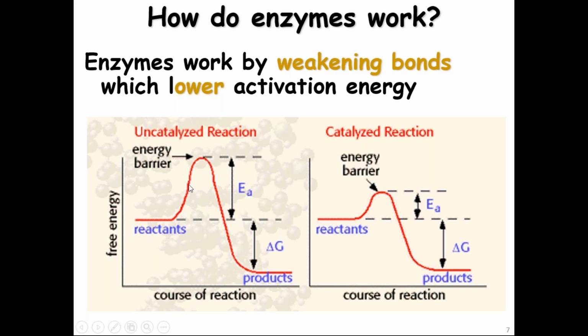If the same reaction is catalyzed in the presence of the enzyme, you see that this energy barrier, that is the activation energy barrier, will be reduced several fold and the products will be formed. So basically, enzymes act by lowering the energy of activation, that is lowering EA.